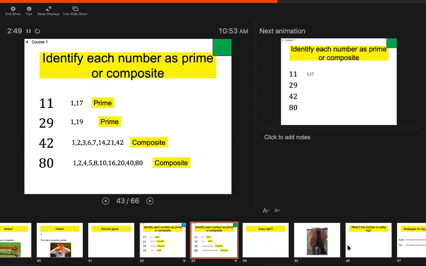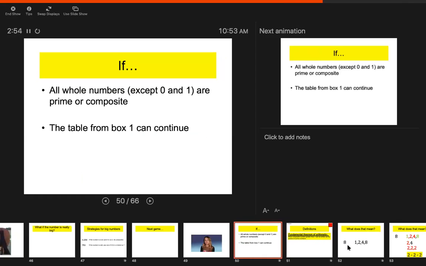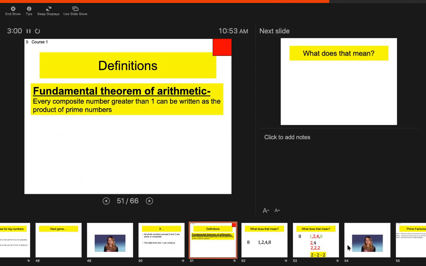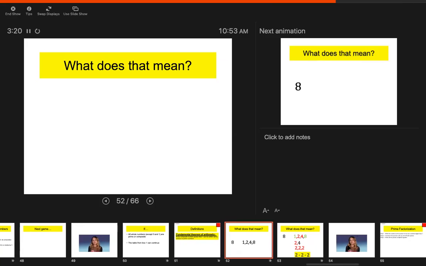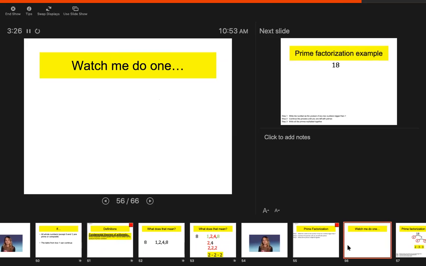The second game we played after prime and composite was this. We said it's called the fundamental theorem of arithmetic, and it said that all numbers bigger than 2 can be written as prime numbers multiplied together, which is crazy, right? We did lots of examples. And I just want to point out it says all numbers bigger than 2 can be written as prime numbers. It doesn't say anything about composite, just prime numbers multiplied together.